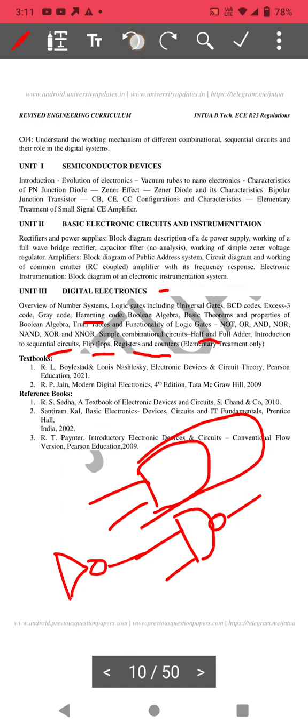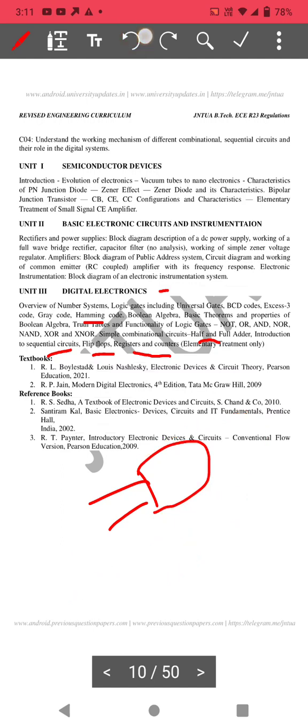NAND and NOR are called universal gates. We have to explain what is meant by a universal gate, and why we are calling them universal gates. Those are very important. Again, we'll see what the important digital electronics topics are.